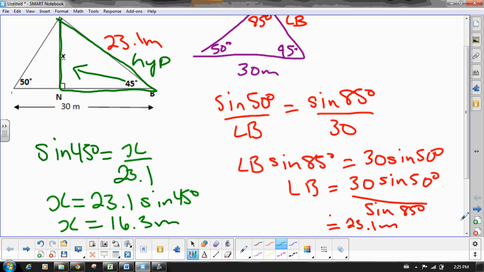Hopefully that helps with 1C. Your process will be the same. Essentially, you're going to replace the numbers and work it out.